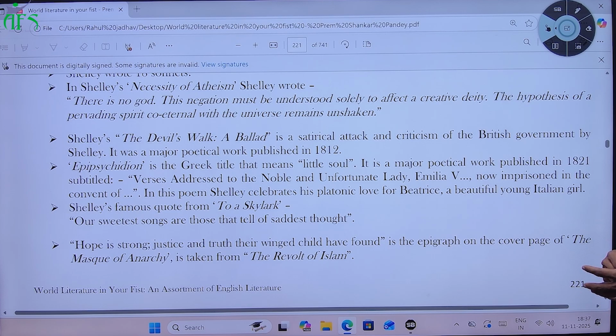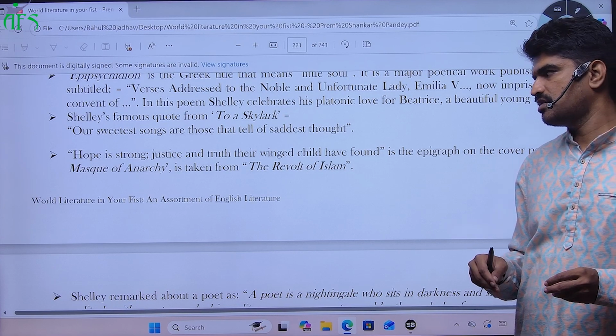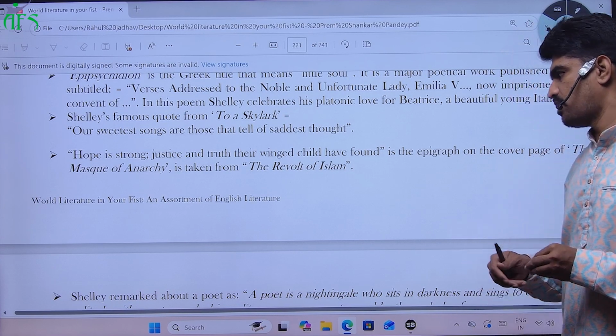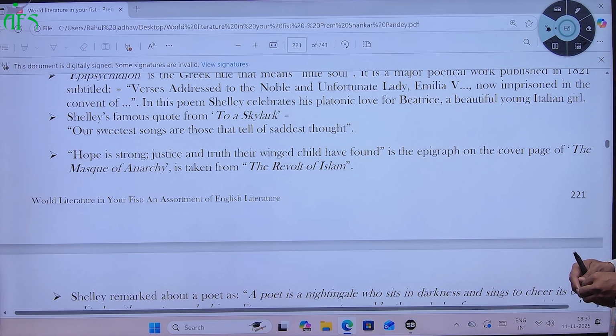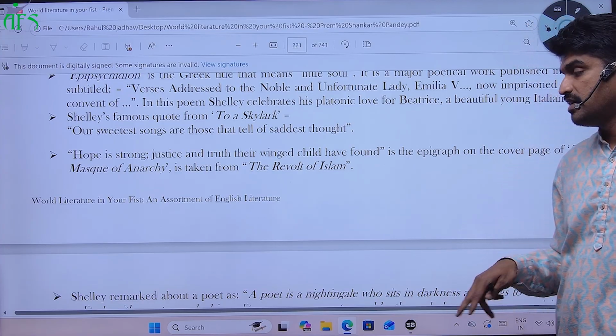Shelley's famous quote from To a Skylark is, Our sweetest songs are those that tell the saddest of thought. Hope is strong, justice and truth their winged child have found, is the epigraph on the cover page of The Mask of Anarchy, taken from The Revolt of Islam.